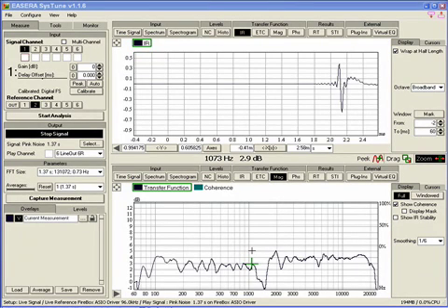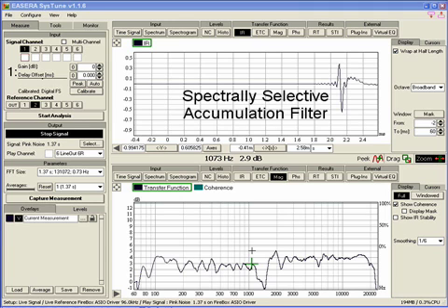Today I would like to demonstrate the SysTune SSA filter. SSA stands for Spectrally Selective Accumulation, and it gives us a powerful method for keeping noise out of our measurements.